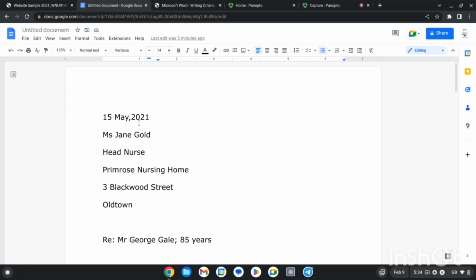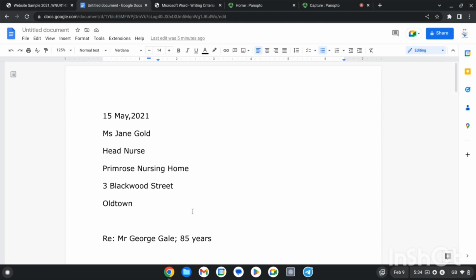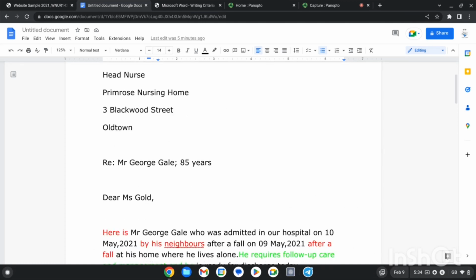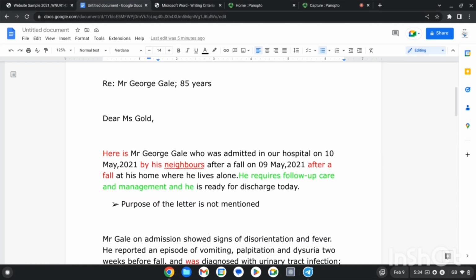The date is fine and the address part is good. Then Mr. George Gale, 85 years. In the introduction, there are some corrections. This is not needed because you're already writing regarding Mr. George Gale at the top of it. Mr. George Gale, who was admitted to hospital on 10th May 2021 by his neighbors, is not that important; that is more irrelevant information.